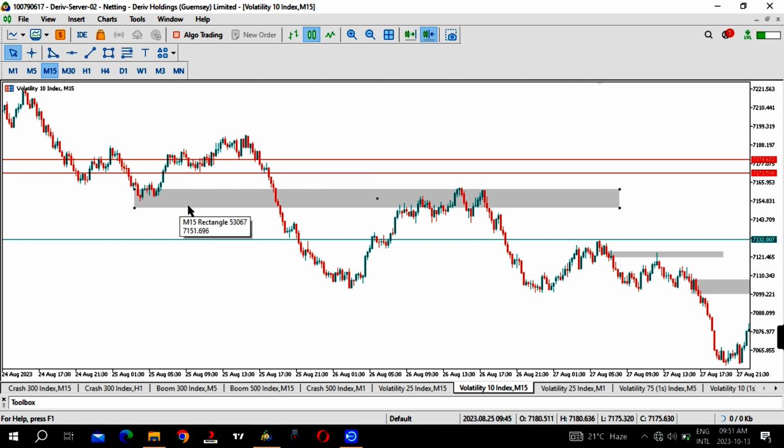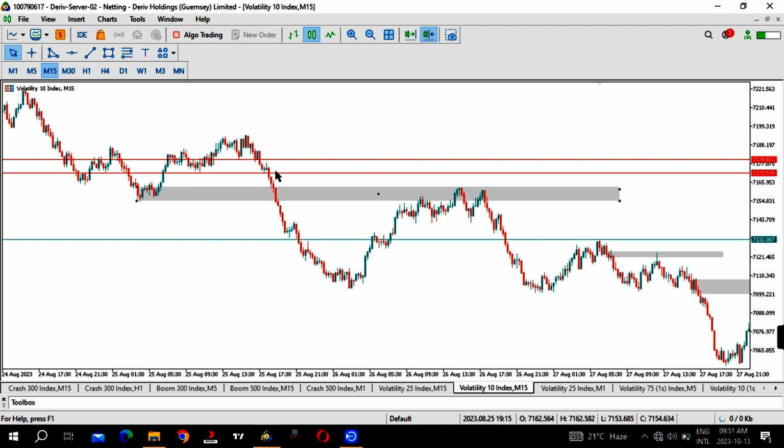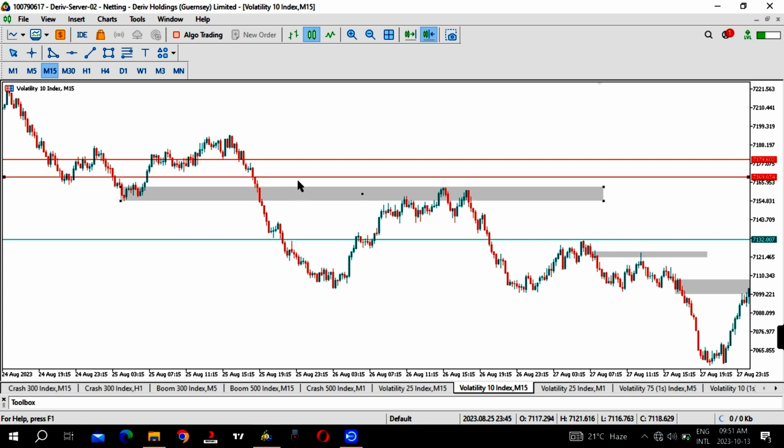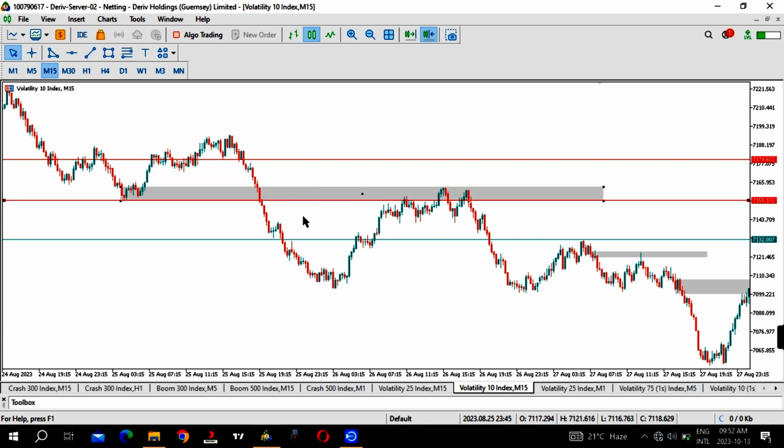Although they can work if this one is broken, right? But in this example, it wasn't broken, so you have to mark this, and you don't have to use it as a single level. By the way, you have to mark it as a zone, right? So that's why I use my box, right? So over here, when the market pulls back to this area again, right?